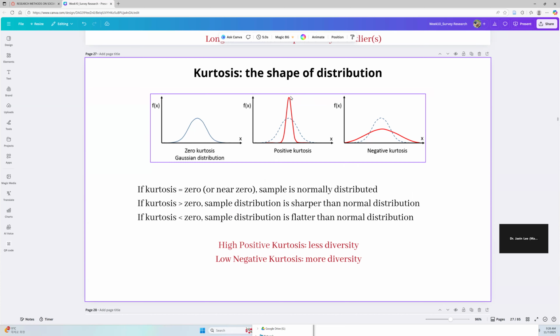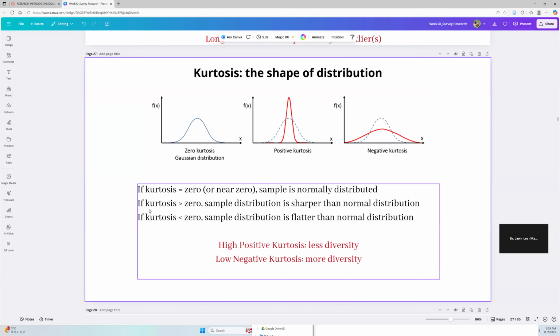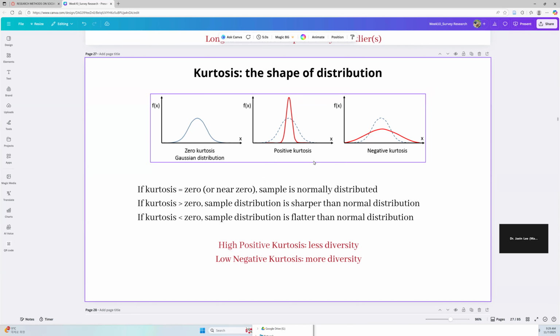There is a very steep distribution, which means that within a very small range of the distribution of the survey data, most of the cases are distributed. This is what we call positive kurtosis, which means if the kurtosis statistic is bigger than zero, that is positive kurtosis, which means there is a sharper distribution.